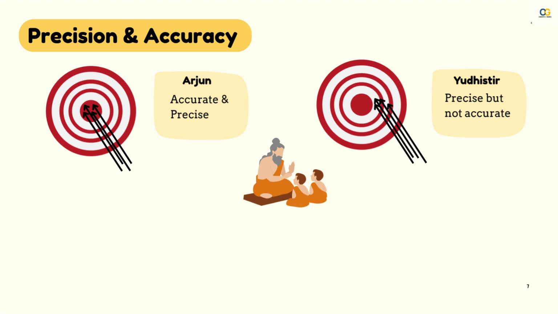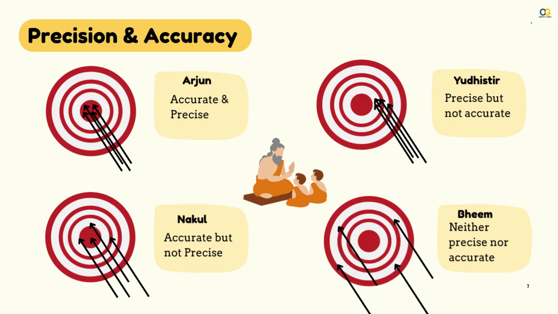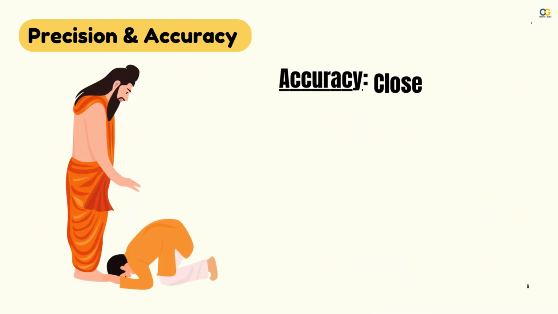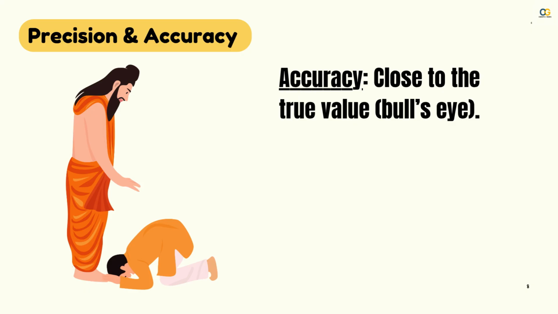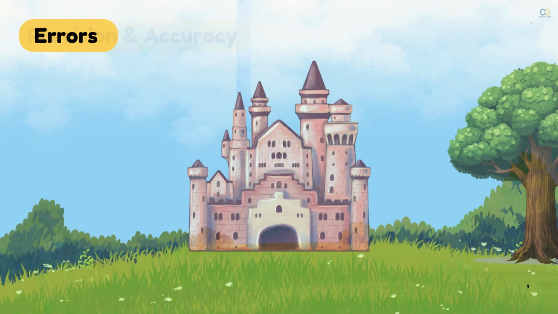Nakul was accurate but not precise because there were some arrows that hit the bullseye but not all of them were consistent. And Bhim was neither precise nor accurate. So this is what the Gurudev explained, that accuracy is closeness to the true value, in this case the bullseye, and precision is when repeated measurements are closer to each other. Let us understand different errors from the same story.